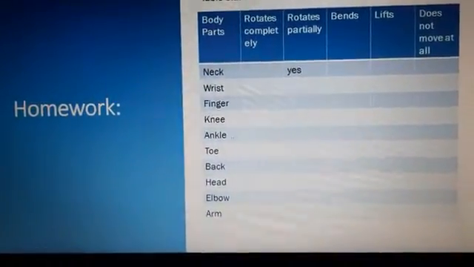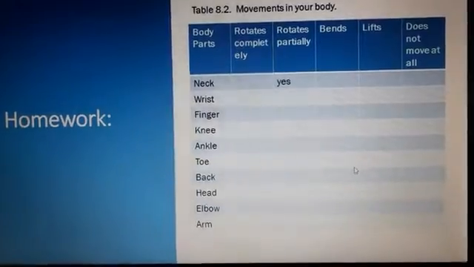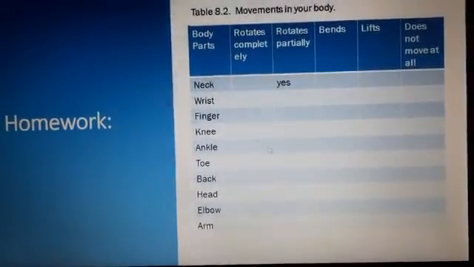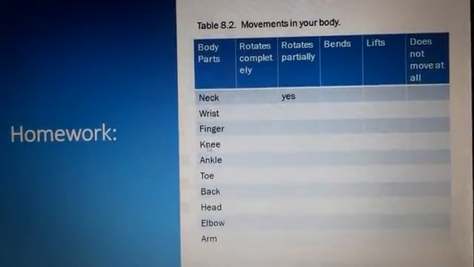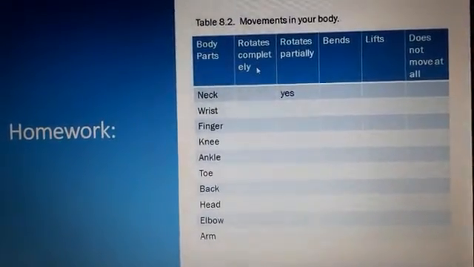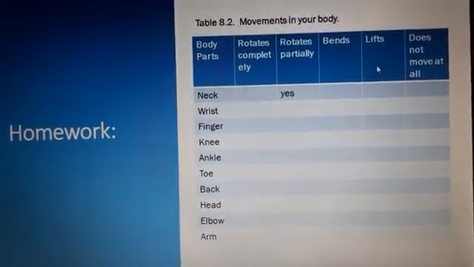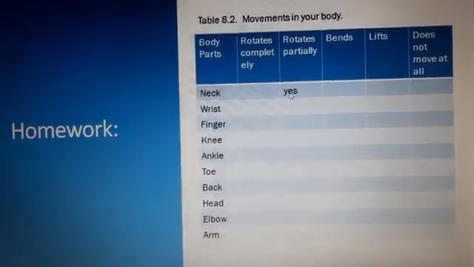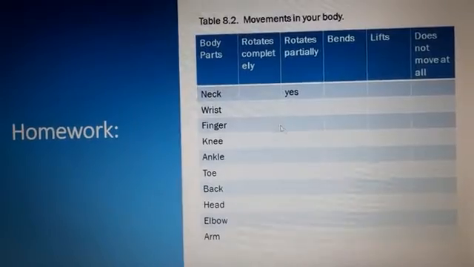So this is your homework, children. For homework you have to draw this tabular column in your notebook and you have to observe the movement of these parts of your body, for example the neck, wrist, finger, knee, and you have to observe if it rotates completely, if it rotates partially, if it bends, if it lifts, or does not move at all. So wherever you find that it does, you have to write yes.